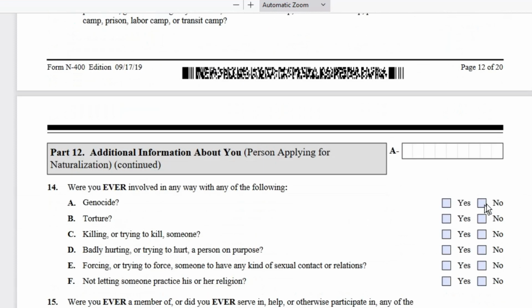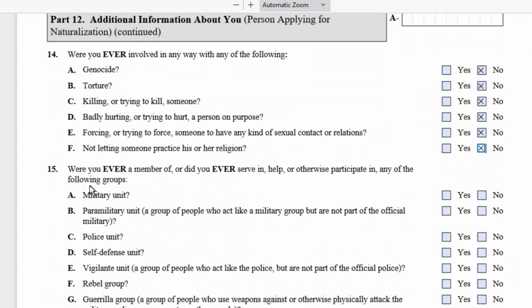Now, have you ever participated in genocide? Genocide means you killed a lot of people. Torture means, you know what torture means, like beating down on people, killing someone. No, no, hurt someone. No, no. But if you did, you better be careful. Were you ever a member of the military? That's an interesting part because sometimes people don't know the difference between paramilitary and military. So you need to check if your country has mandatory military, etc. So you're going to put no, no, or yes if yes.